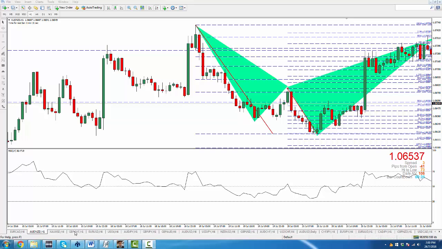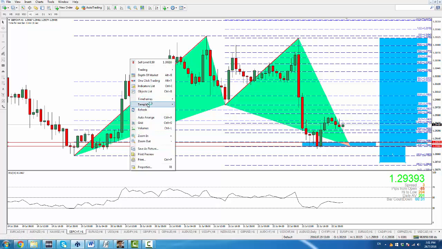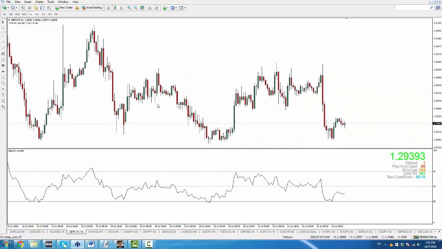The first one that I'm going to look at is the sterling, the pound against the Swiss franc. What just happened is that it just completed a bullish bat pattern, and it actually reversed from this 1.29 level. How do we get all these patterns in place? Let me just share it with you.